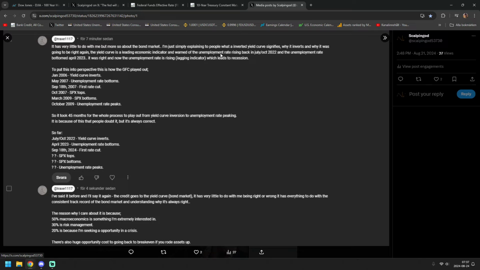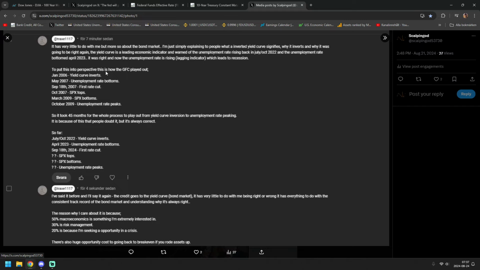And it warned of the unemployment rate rise, which when it occurred, right, the inversion in July or October of 2022, July for the 10-year 2-year and for the 10-year 3 months in October 2022, and the unemployment rate bottomed April 2023. It was right, and now the unemployment rate is rising. The unemployment rate is a lagging indicator, which leads to recession.